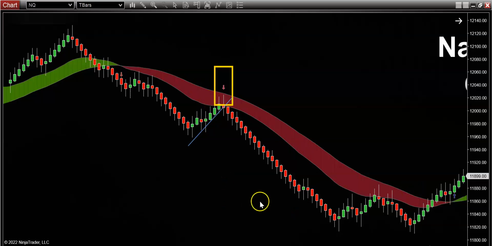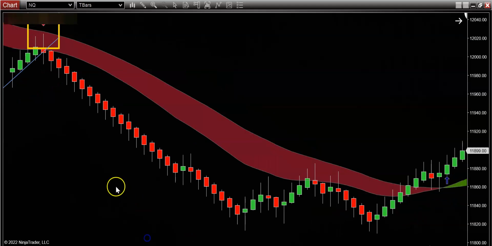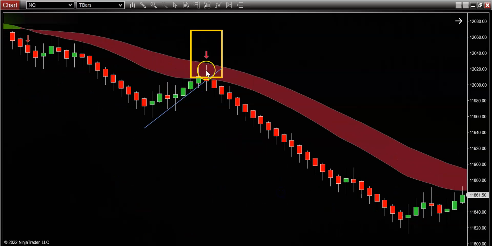And for me, that didn't happen today, at least not on this setup. I'm going to show you another setup that took place literally 1 hour later that crushed it. But this one here, you can see, right? If we zoom in, you can see how close. I mean, we were like 2 ticks away from this setup being true.